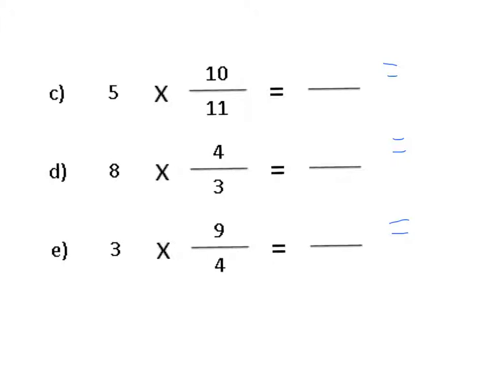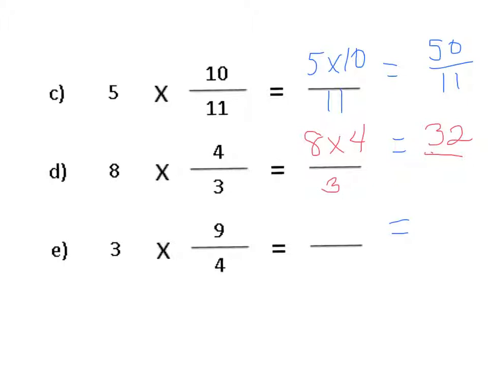Okay, for C, you should have said 5 times 10, and your denominator stays 11, which equals 50/11ths. For D, you should have said 8 times 4. 3 is your denominator, and that is going to equal 32/3. And for E, you should have said 3 times 9. Your denominator stays 4. And how many fourths would you have in this answer? You would have 27/4. Okay, that's the end of this lesson.